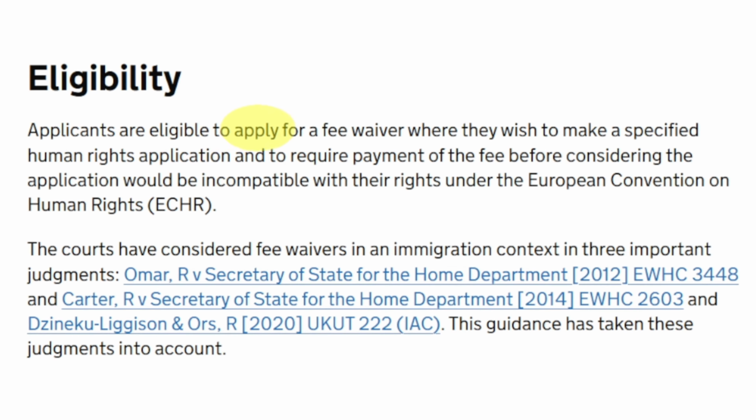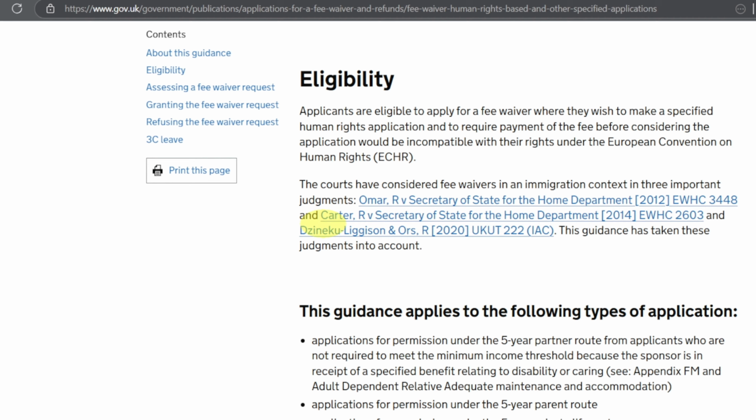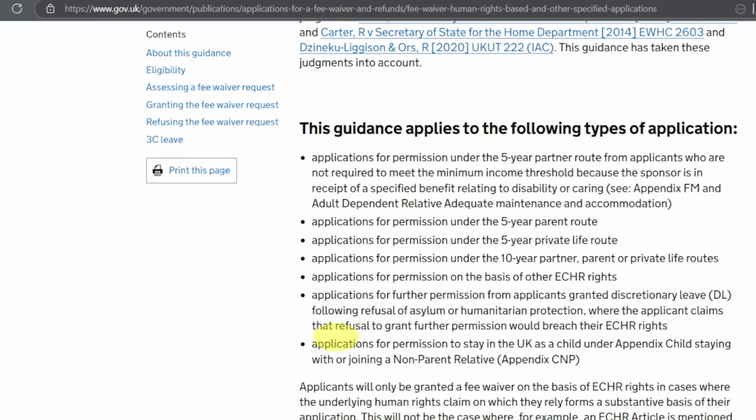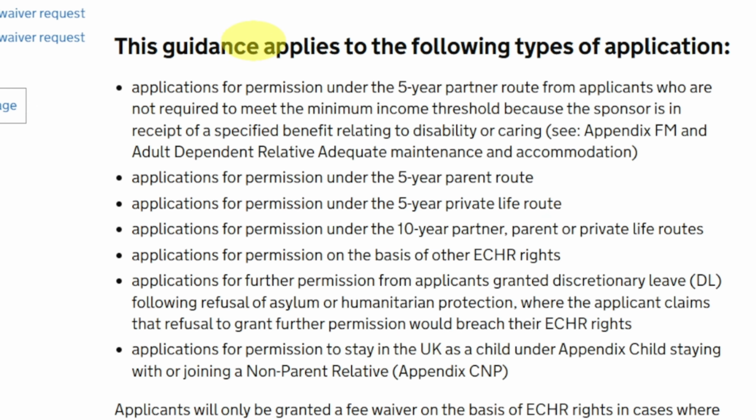Applicants are eligible to apply for a fee waiver where they wish to make a specified human rights application and to require payment of the fee before considering the application would be incompatible with their rights under the European Convention of Human Rights. So not everyone can apply for that, but they have provided the list of the applications where this can be applicable. This guidance applies to the following types of application.